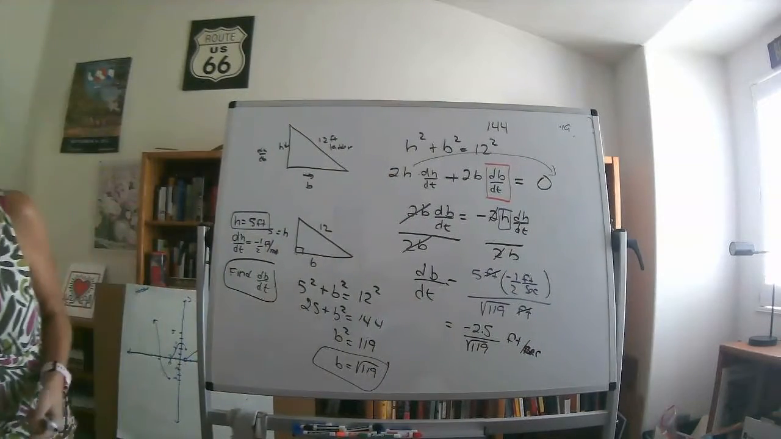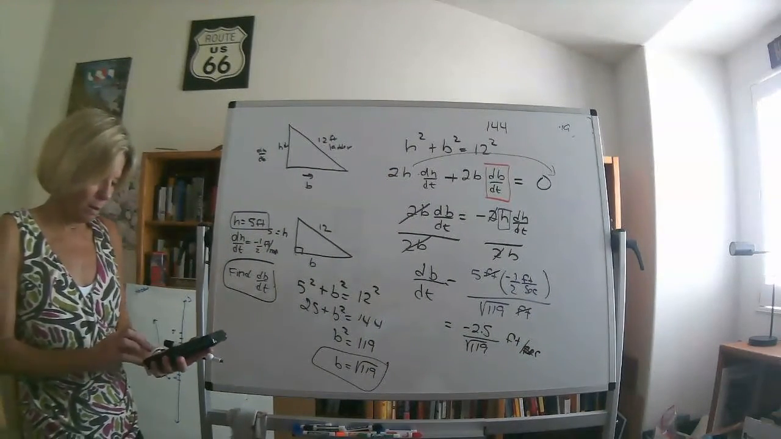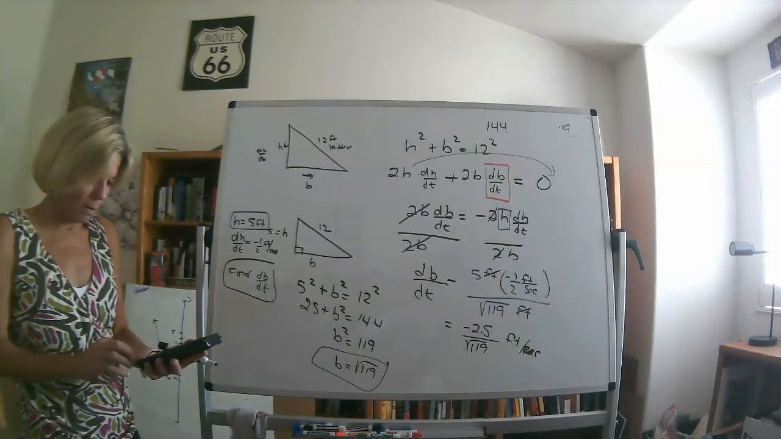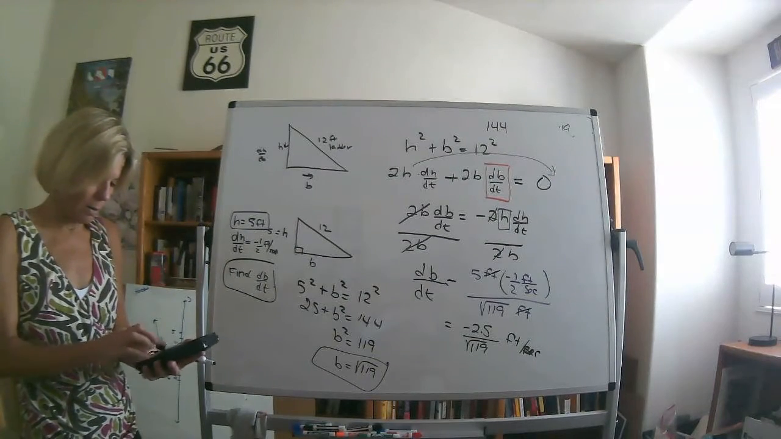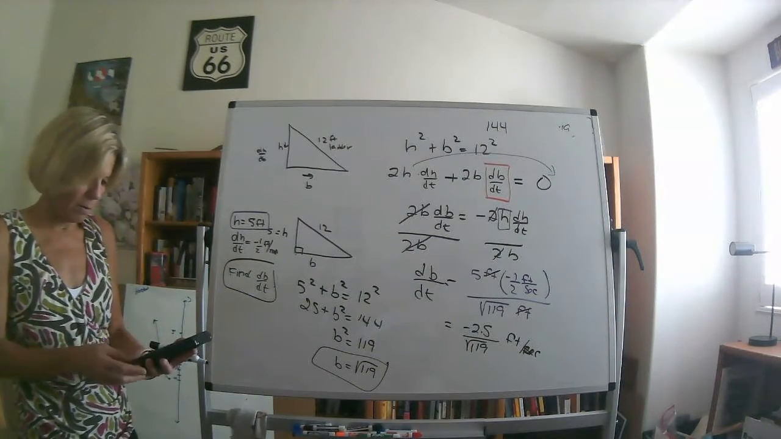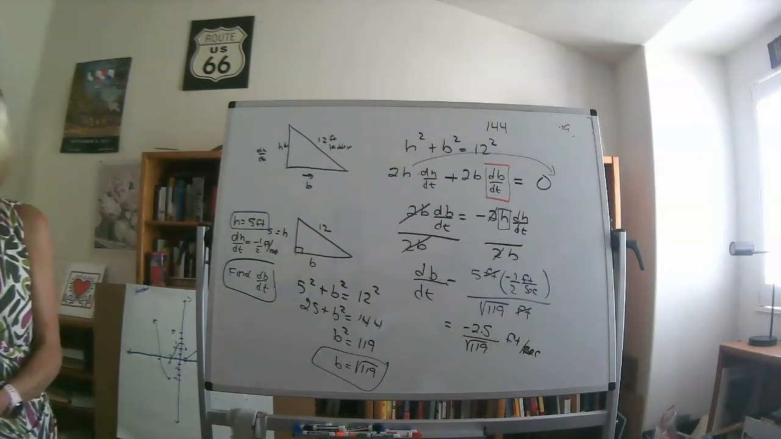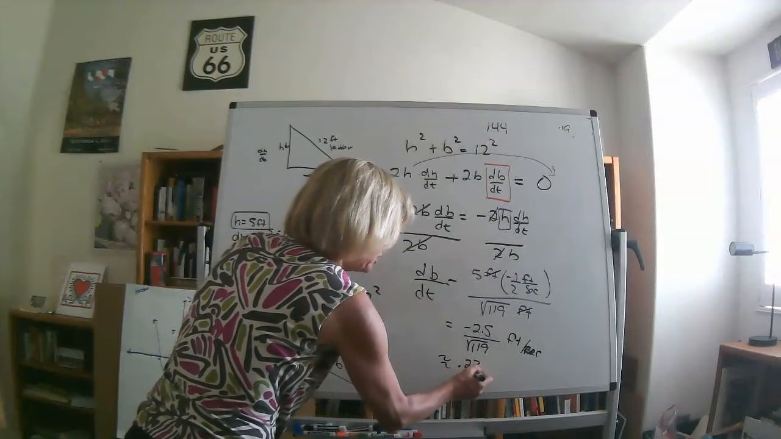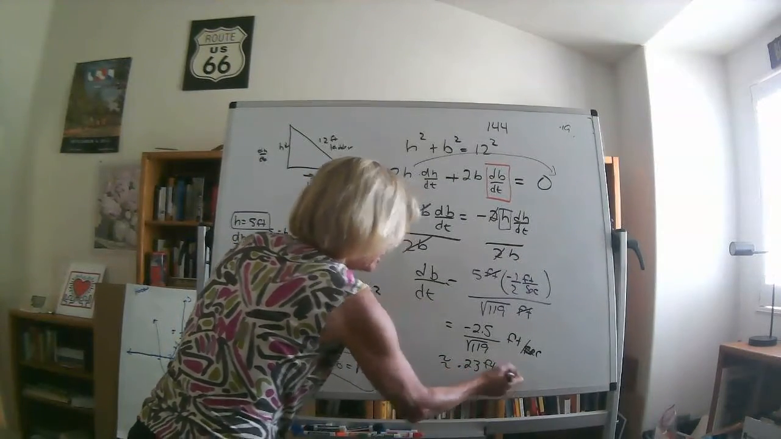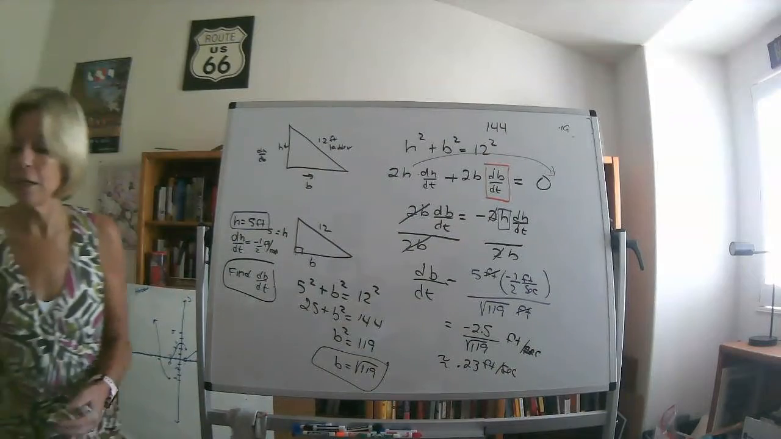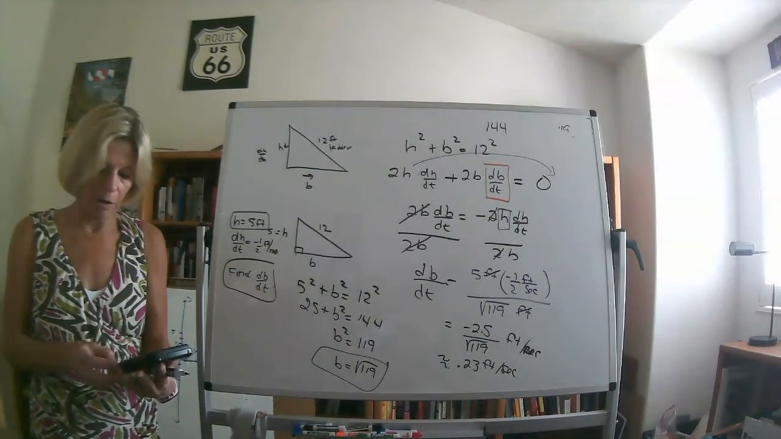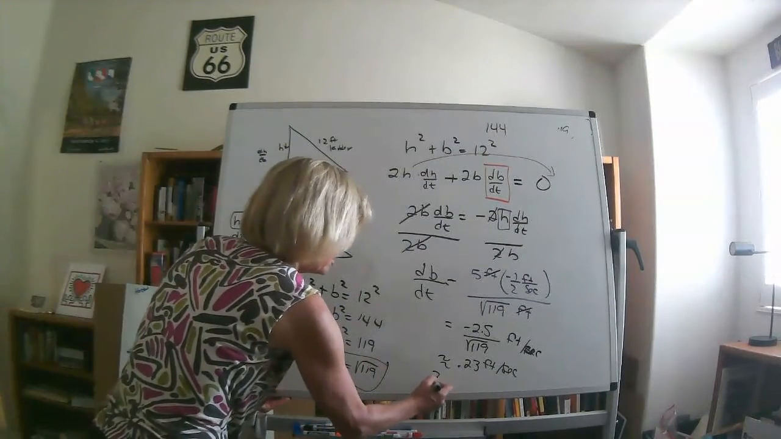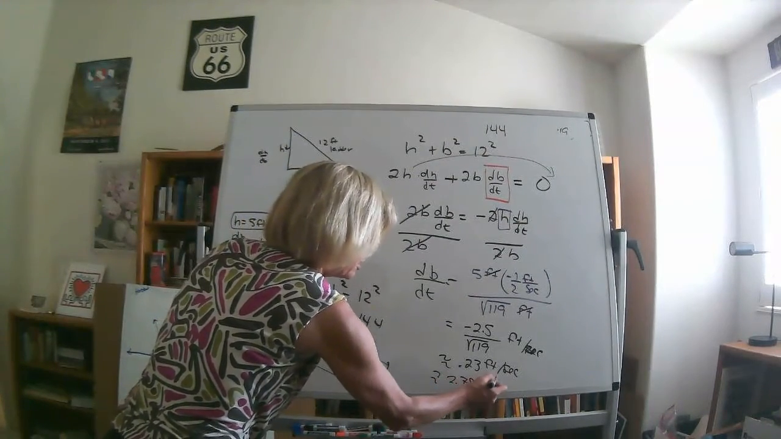And when I put that into the calculator, I get 0.229, so I'm going to call that 0.23. So 0.23 feet per minute. And if I want to change that to inches, I can just multiply it by 12, and that's about 2.75, or 2 3/4, 2.75 inches per minute.